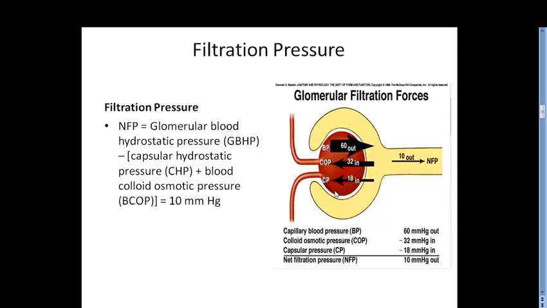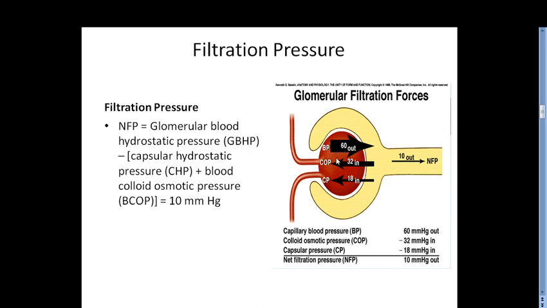Now, what are the different filtration pressures? In this picture you can see the afferent arteriole, which is part of the renal artery. As it enters the glomerulus, in the Bowman's capsule, it divides into multiple tortuous capillaries and makes a tuft, and ultimately they unite and form the efferent arteriole. There is a high hydrostatic pressure in this capillary network. That is called the glomerular blood hydrostatic pressure, and it is approximately 60 millimeters of mercury.